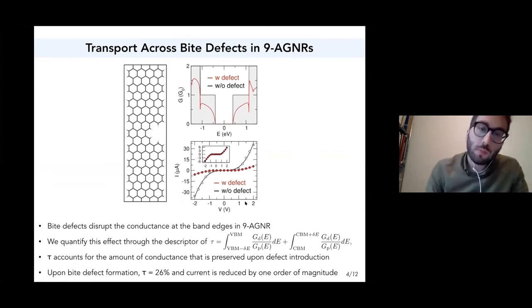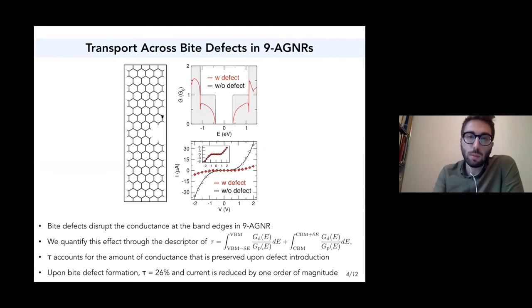To this end, we have performed first principles calculations. We started from a very simple model in which we have a single bite defect contained in a 9-AGNR, and we calculated a zero-bias conductance spectrum for the system with and without the bite defect. It can be clearly seen that these bite defects strongly disrupt the conductance at the band edges. And in order to quantify this disruption, we have introduced a descriptor tau, which basically accounts for the amount of conductance that is retained in the nanoribbon once you introduce the bite defect.